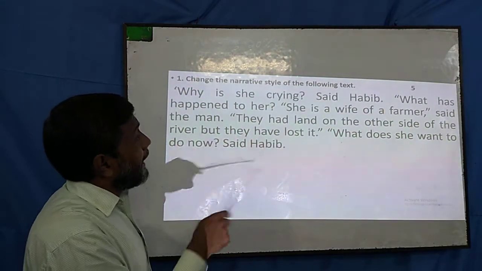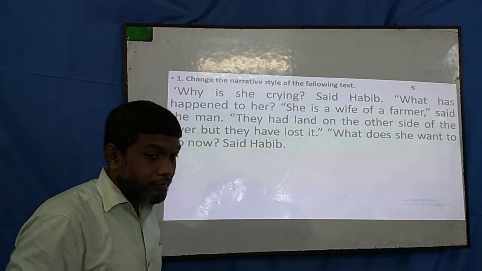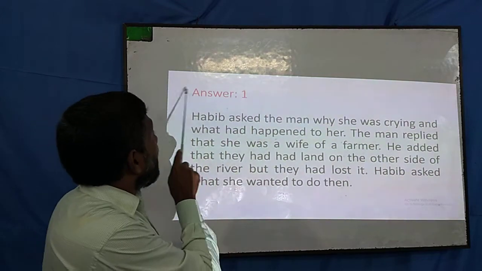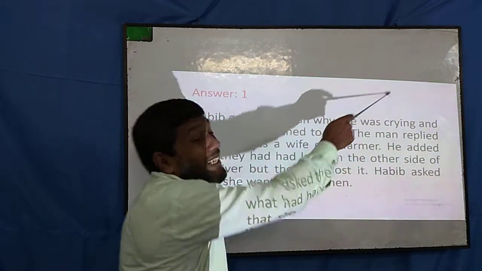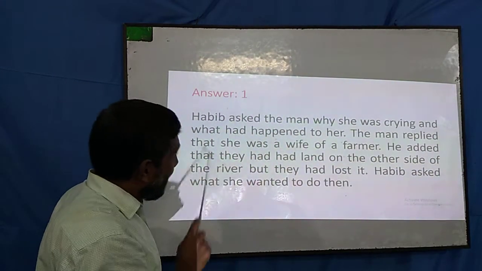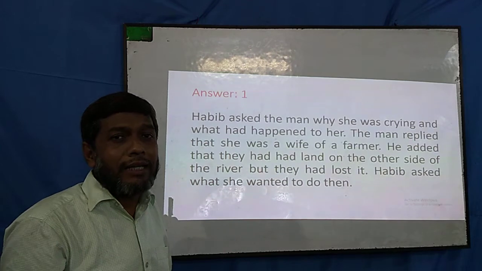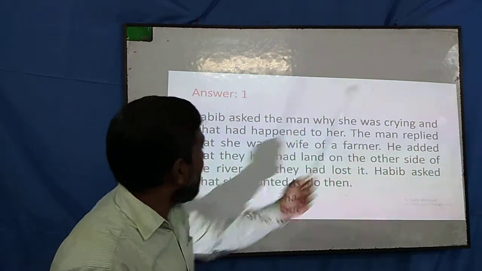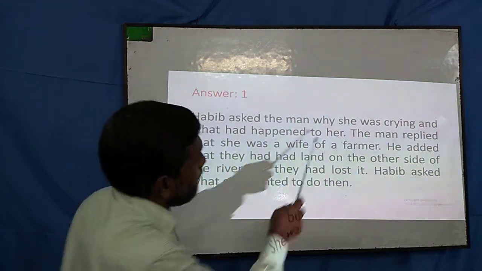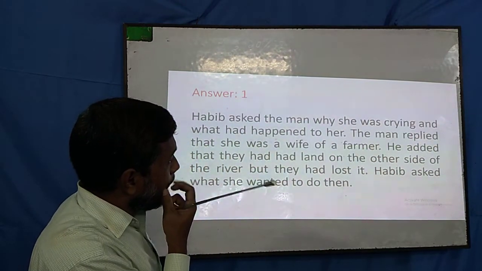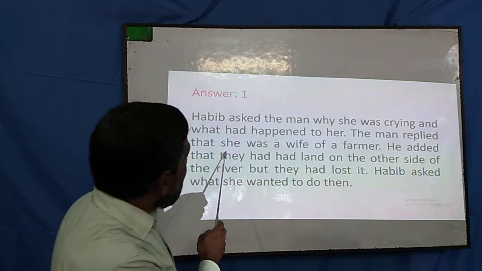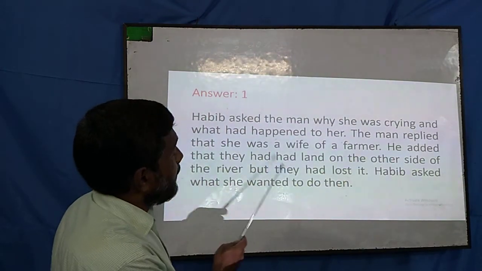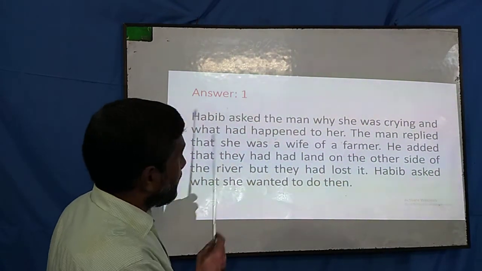So dear students, I would like to show you the answer. In the exam hall, just write the answer to question number 5, and then write the answer in a passage. Then your answer will be right, and you will get full marks. So Habib asked the man why she was crying and what had happened to her. I have just joined them here, but I told you in the separate description, no problem. The man replied that she was a wife of a farmer. He added that they had land on the other side of the river, but they had lost it. Habib asked what she wanted to do then.